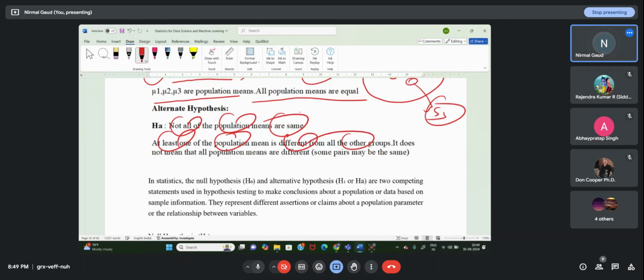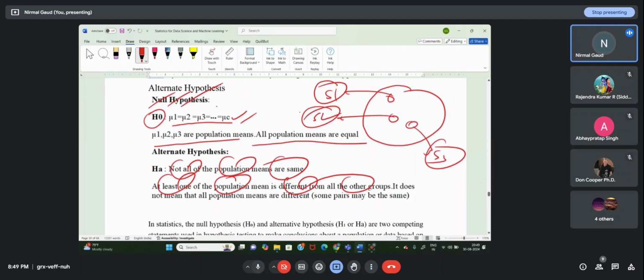That's all ANOVA is. It is only this much. Only this thing is ANOVA. The null hypothesis says the means are equal. The alternate says the means are not equal. This is ANOVA.